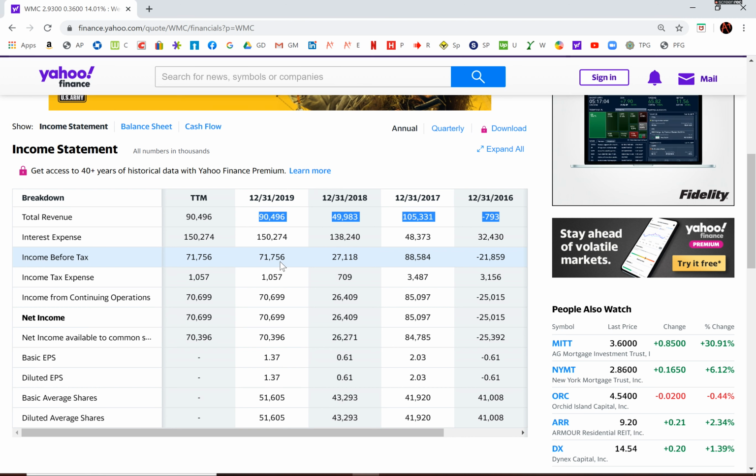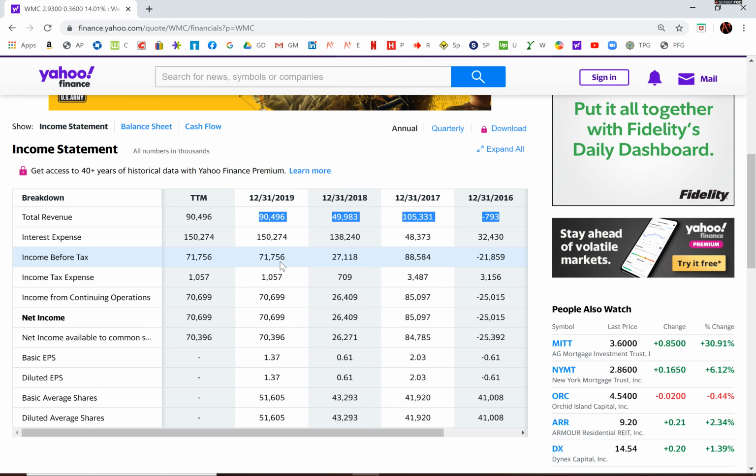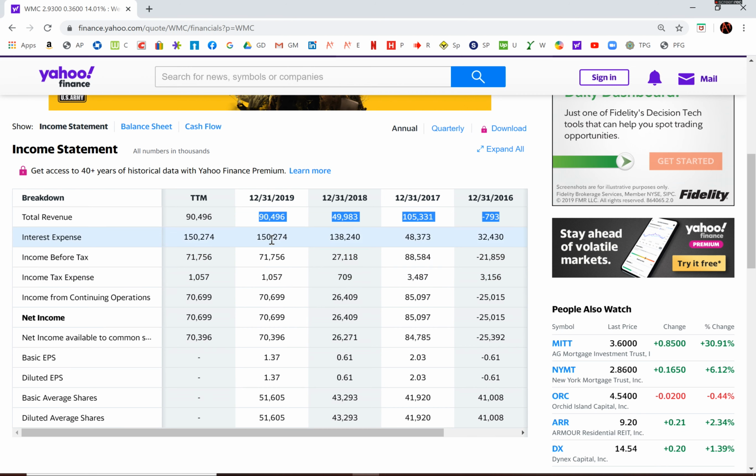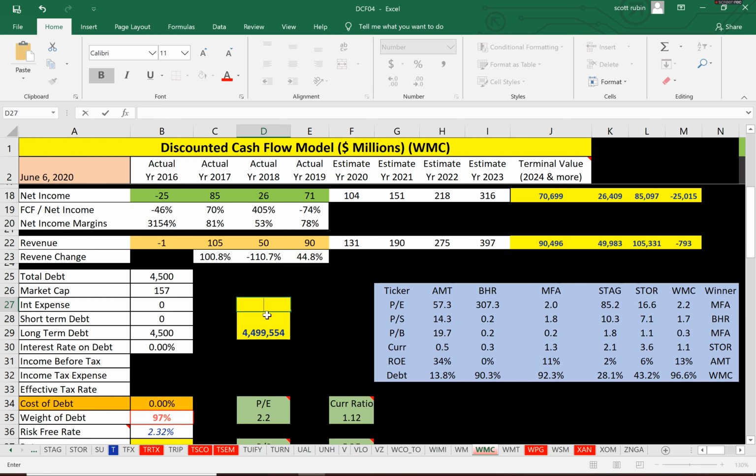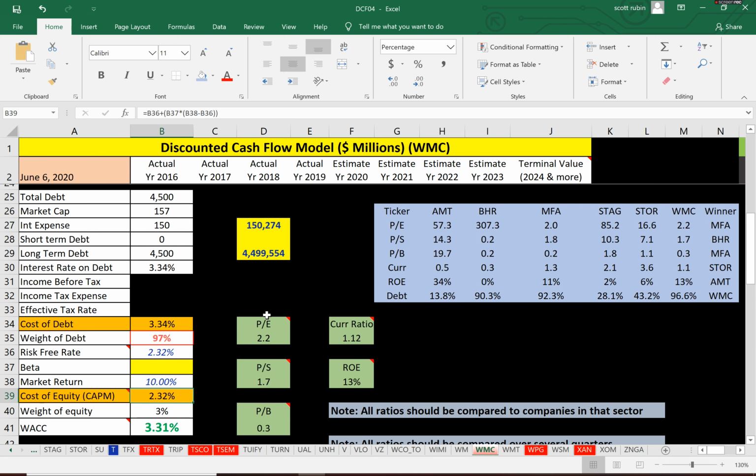Now we need to look at the capital structure of the company to figure out the discount rate we need to apply to the future cash flows. They pay $150 million on their debt, and they have debt of $4.5 billion. I pulled that off of the 10K because Yahoo doesn't break it down, so we can't see how much debt they have. They pay 3.34% interest on the debt, and they don't pay taxes because they're a REIT, so the cost of the debt is 3.3%. You can see 97% of the capital structure is debt. That's extremely high and a little concerning.